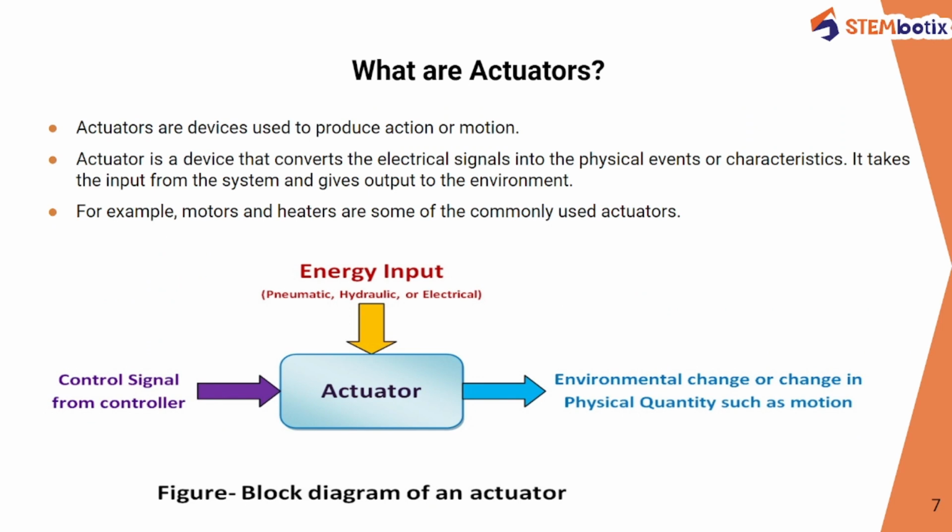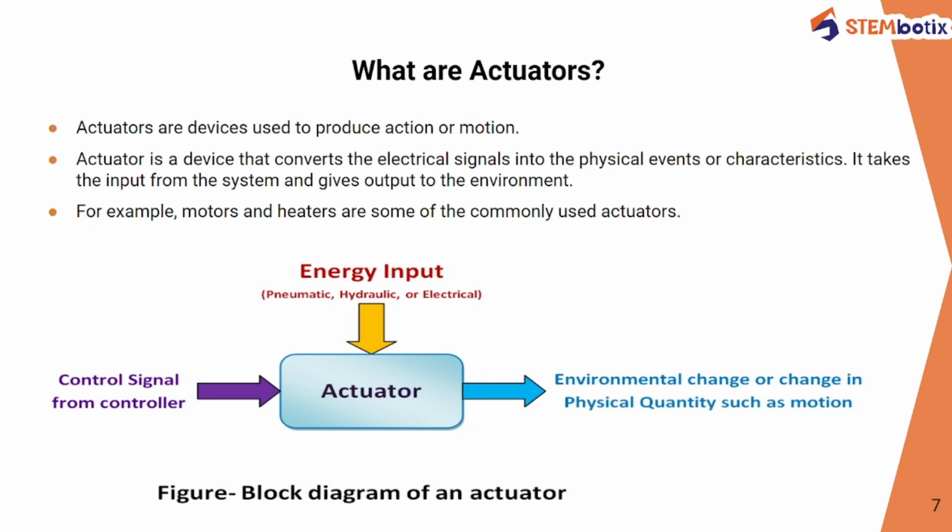Thereafter is actuators. So what are the actuators? From the name of this device we can see that this is something which is going to take action, right? The actuators are devices that are used to produce action or motion. In contradiction of a sensor, the actuator will produce some action or motion. So an actuator is a device that converts the electrical signal into physical events, or you can say characteristics.